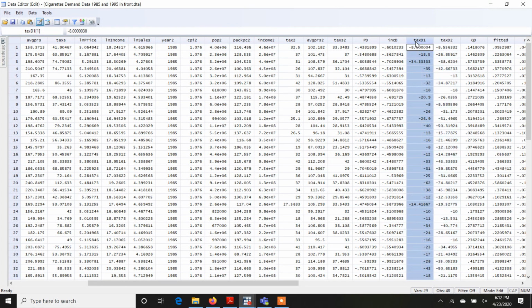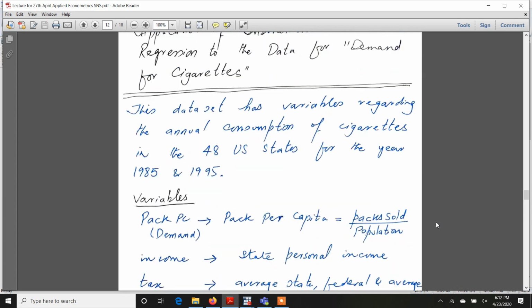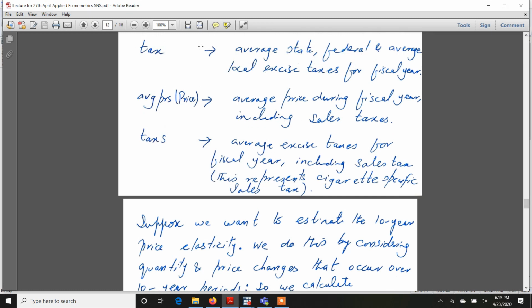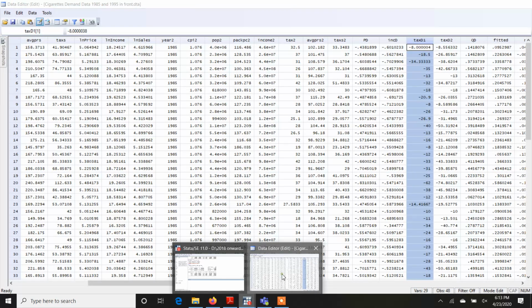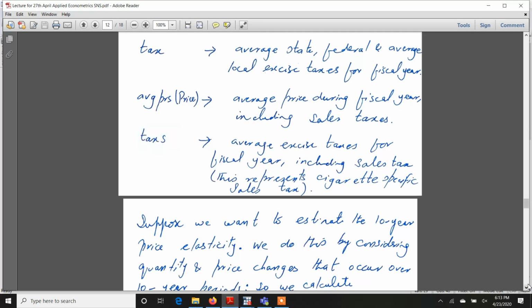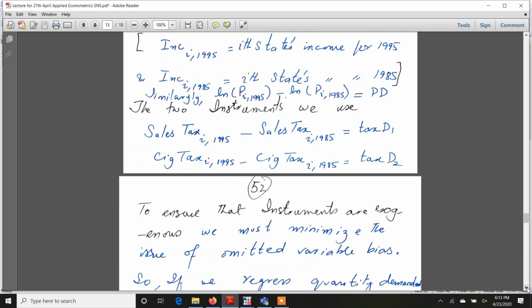Tax D1 is actually the change in the tax. Let me tell you, this particular tax was the general tax. Tax D1 is the change in this tax, and tax D2 is the change in the cigarette specific tax, right? So that's how the data sheet is being constructed. Okay, so now coming back to the actual aim, regressing.